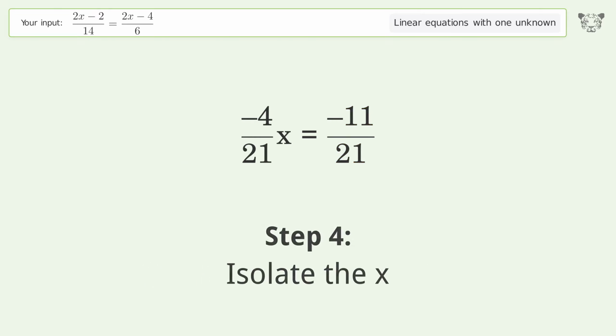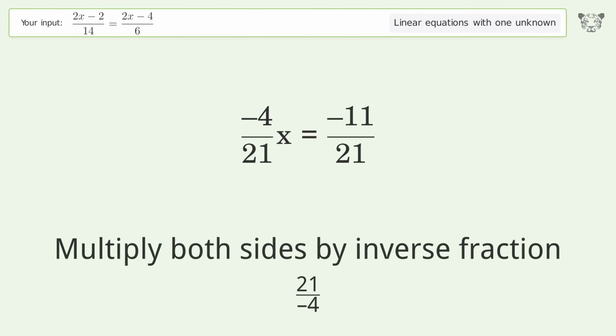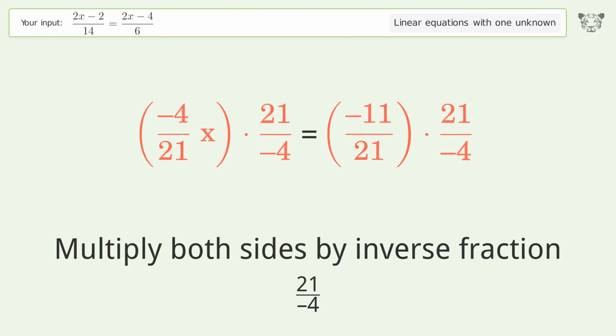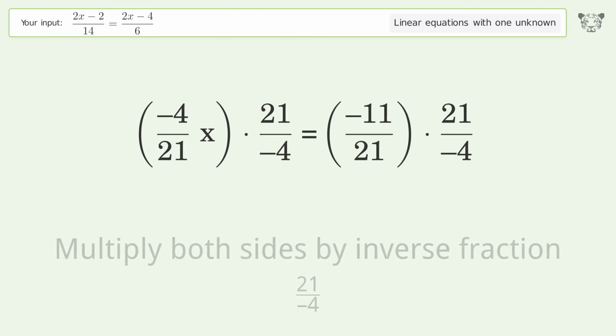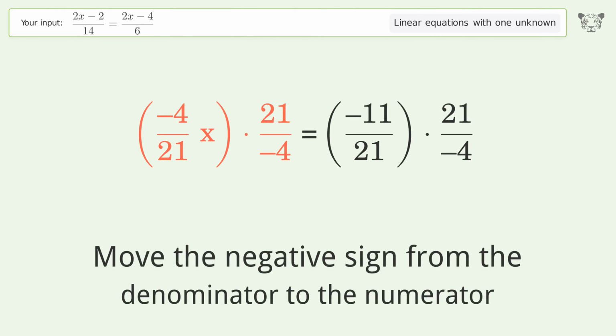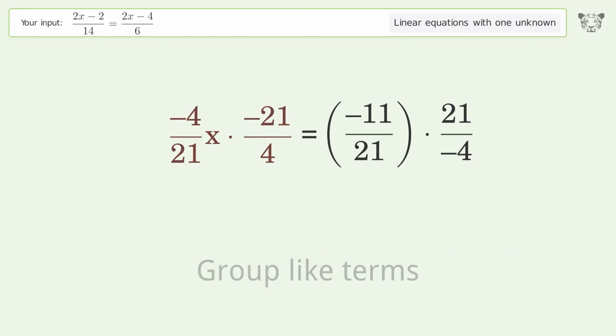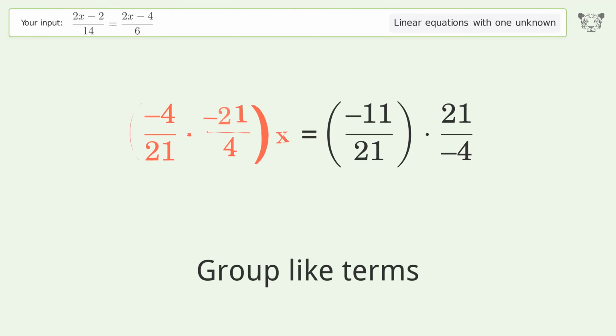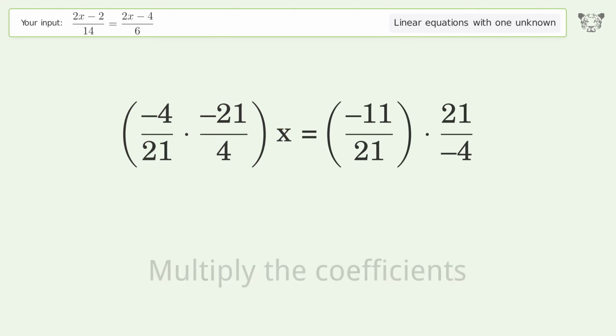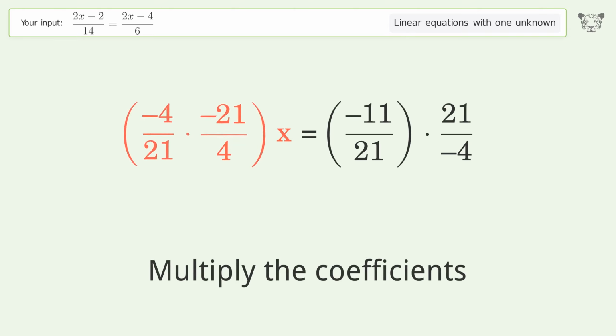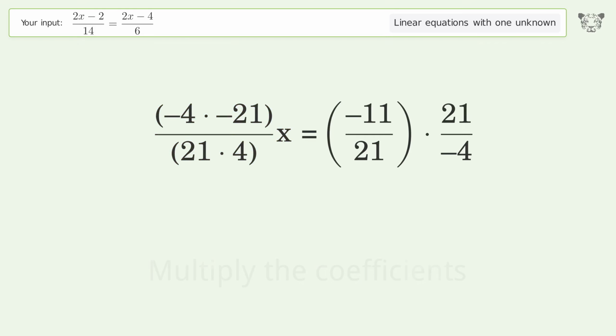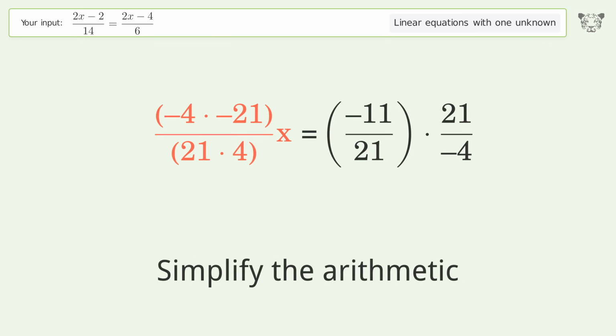Isolate the x. Multiply both sides by inverse fraction 21 over negative 4. Move the negative sign from the denominator to the numerator. Group like terms. Multiply the coefficients. Simplify the arithmetic.